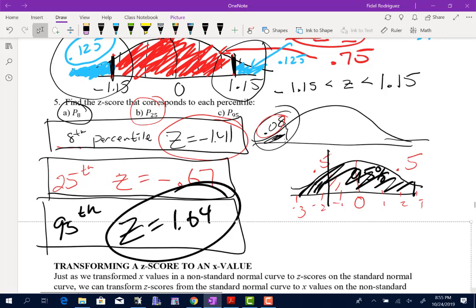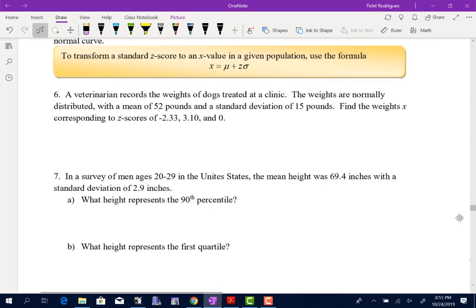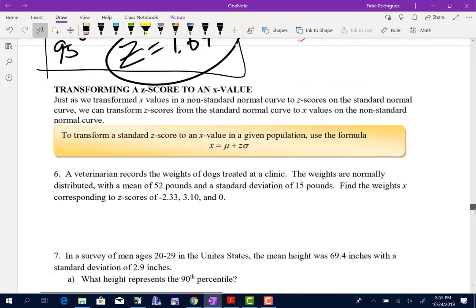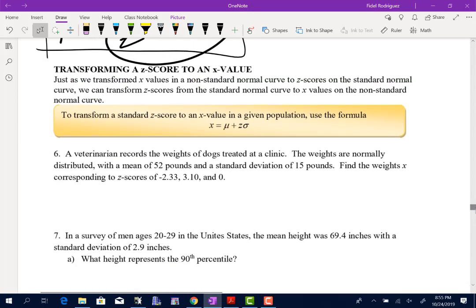Let's take a look at the next part here, guys. What we're going to do now, guys, remember before when we had our x values and we were transferring them to z-scores so we could find our probabilities? Now we're going to go backwards. We're going to say if we have the z-score and we know what the mean is and we know what the standard deviation is, could we find the original x value that we had?